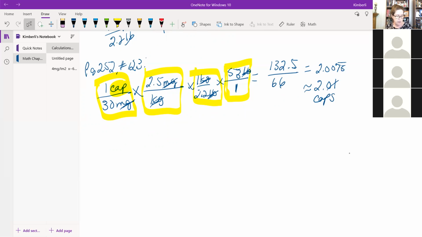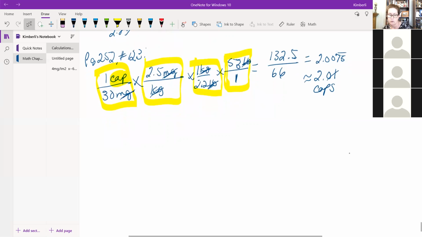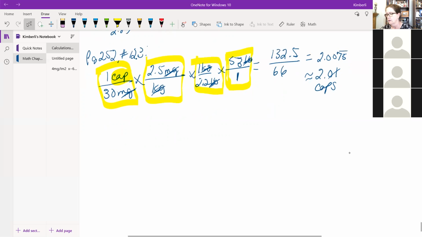Okay, let's look at example 12.4. Oh no, let's go to example 12.5, because there's an error in this calculation, which I already told Elaine about, so I want you guys to know about that. It's on page 253. It's example 12.5.